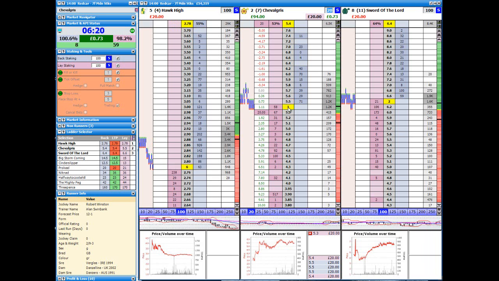I could see that the price was drifting out a little bit, so therefore I wanted to move one of my £20 lay bets up. I was being matched for £40 out of the 60 at 5.4, so it's not looking too bad. I just want this last £20 to be laid here.